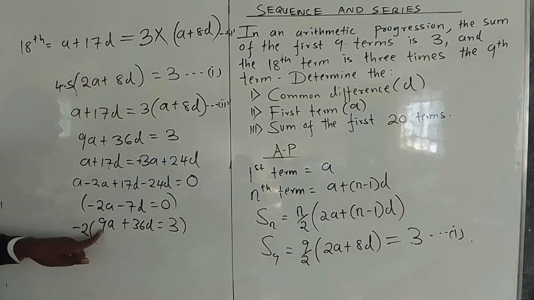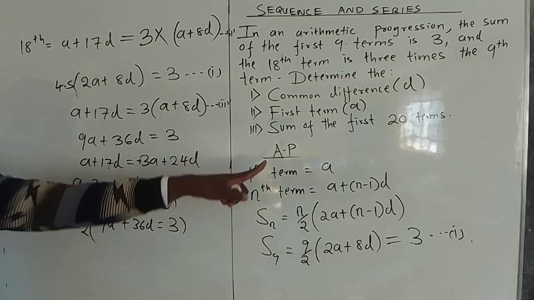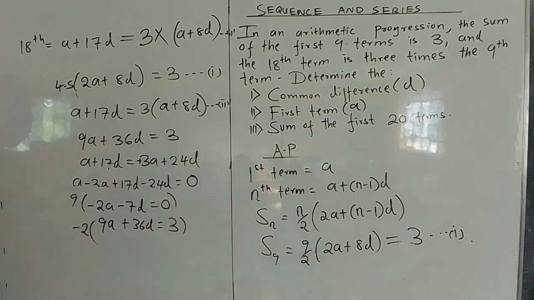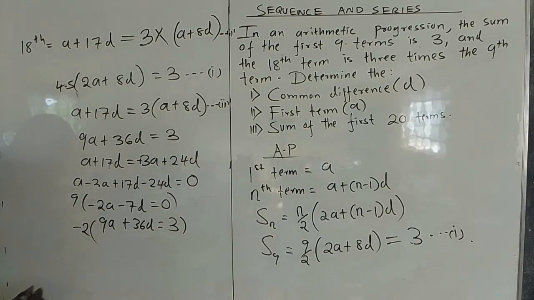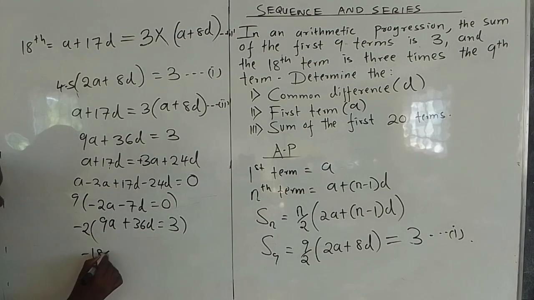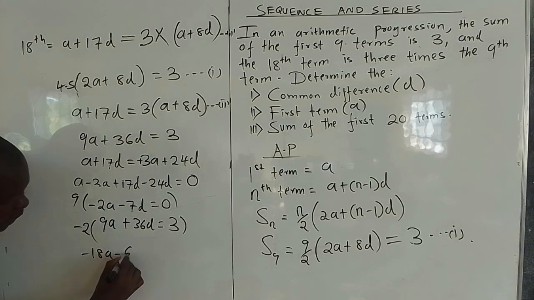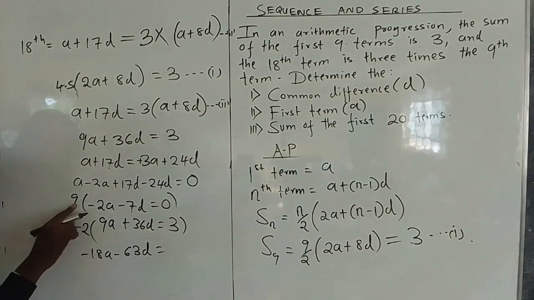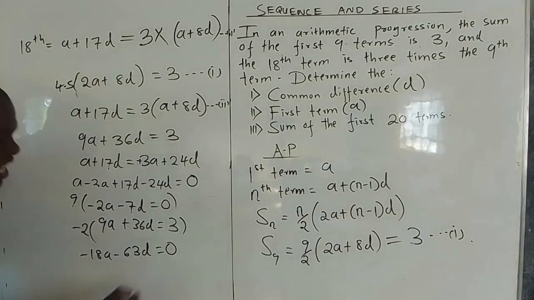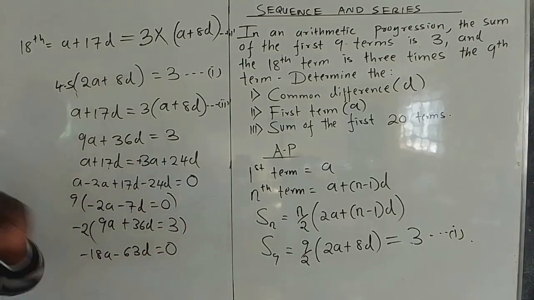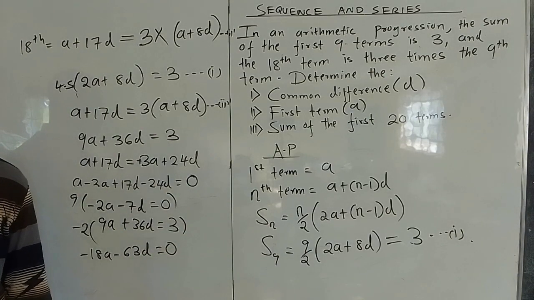Yes. The coefficient of a is 9, you multiply the down equation by negative 2, isn't it? So 9 multiplies all through both sides of the equation. So 9 times negative 2a is negative 18a. 9 times negative 7d is negative 63d, is equal to 9 times 0. It must multiply both sides of the equation. That is when you balance the equation, isn't it? Everything, all through.